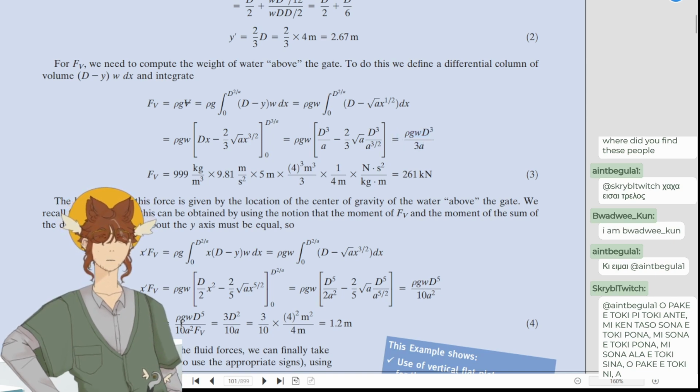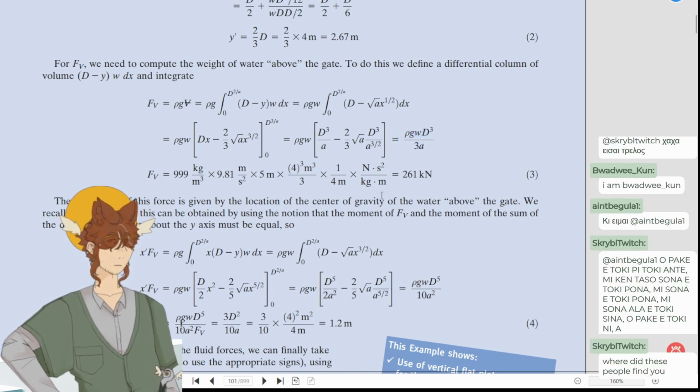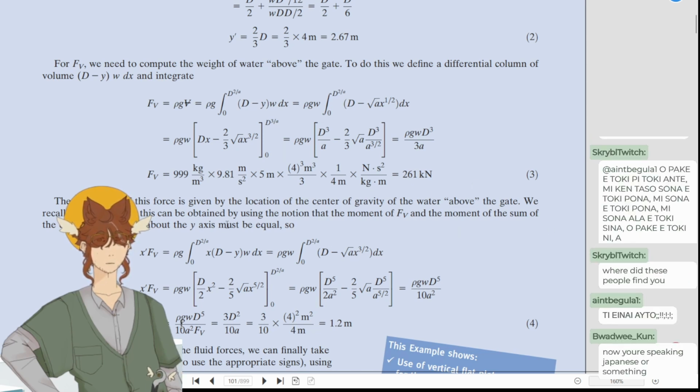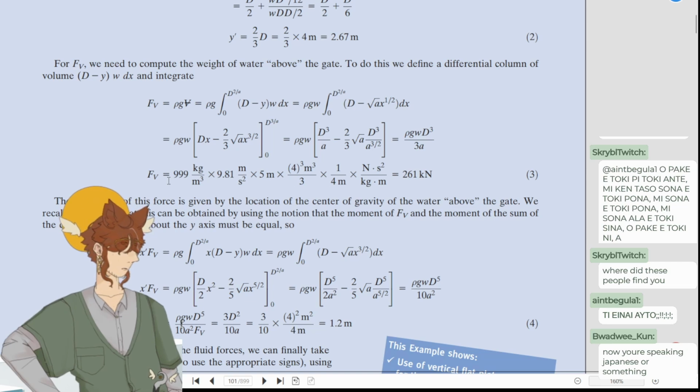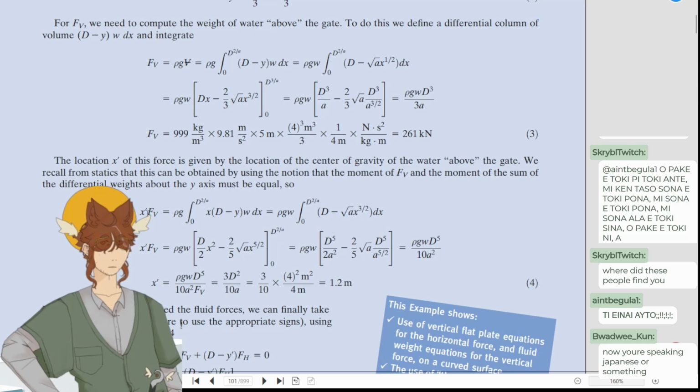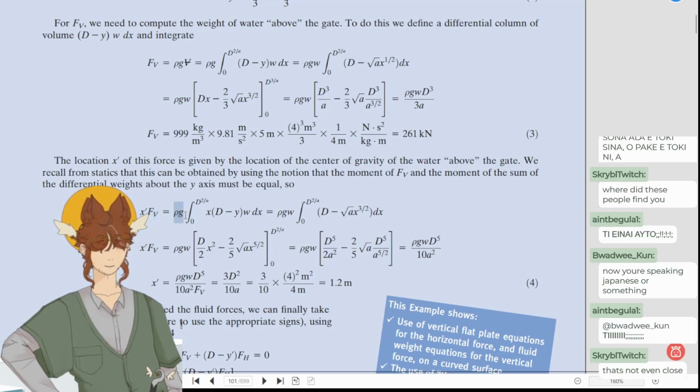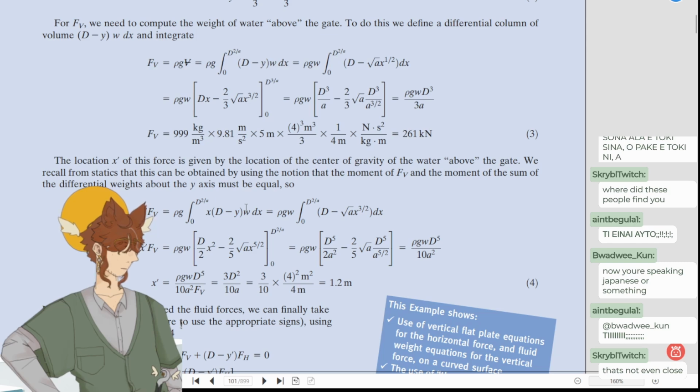Okay, the location of this force is given by the center of gravity of the water above the gate. We were talking about that earlier. We can recall from statics, this can be obtained by using the notion that the moment of Fv and the moment of the sum of the differential weights about the y-axis must be equal. So the moment of Fv equals rho g x d. Ooh, that hurts me. That hurts me a lot, actually. Okay.